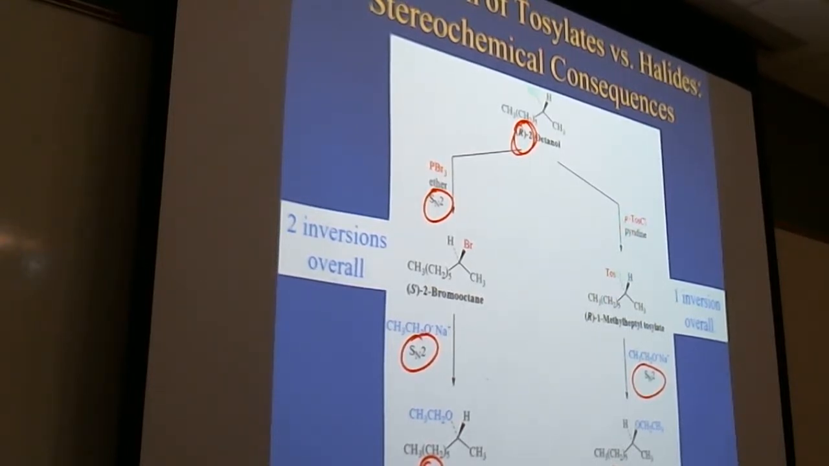So again, if stereochemistry is an issue, then you've got these different approaches to get to different stereochemical outcomes. The general idea is the same. Let's convert the OH, a poor leaving group, into a good leaving group, and then come in with a nucleophile and kick it out. That is the same. But in this case, there's an inversion here. In this case, there's no inversion.